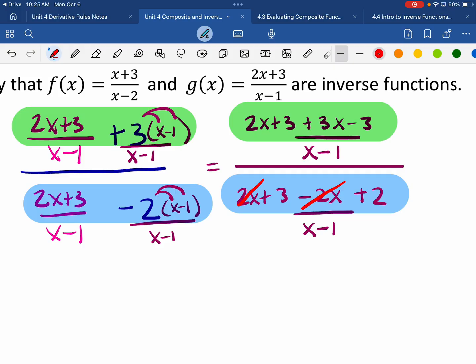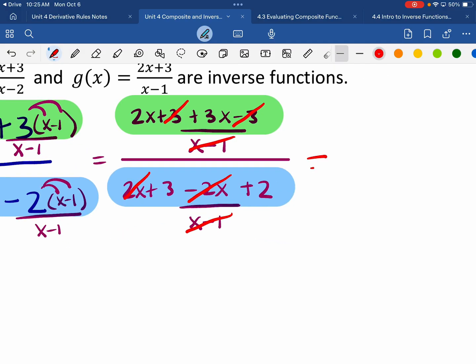And you can combine like terms. Something else cancels. The 3's. Plus 3 here, minus 3 here. Oh, I was just looking at the bottom. And what's special about the bottoms? They're both x minus 1, so the denominators will also cancel, because they're the same.